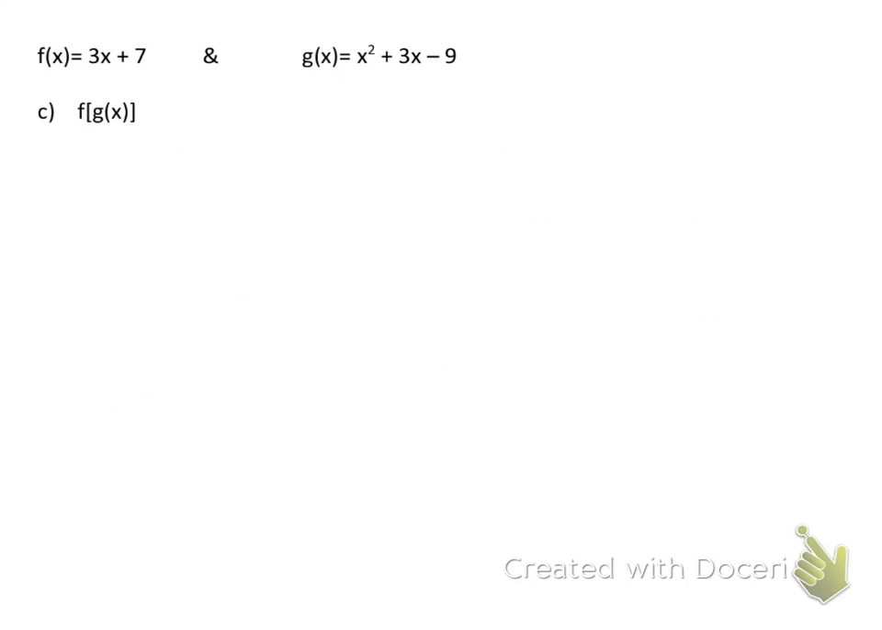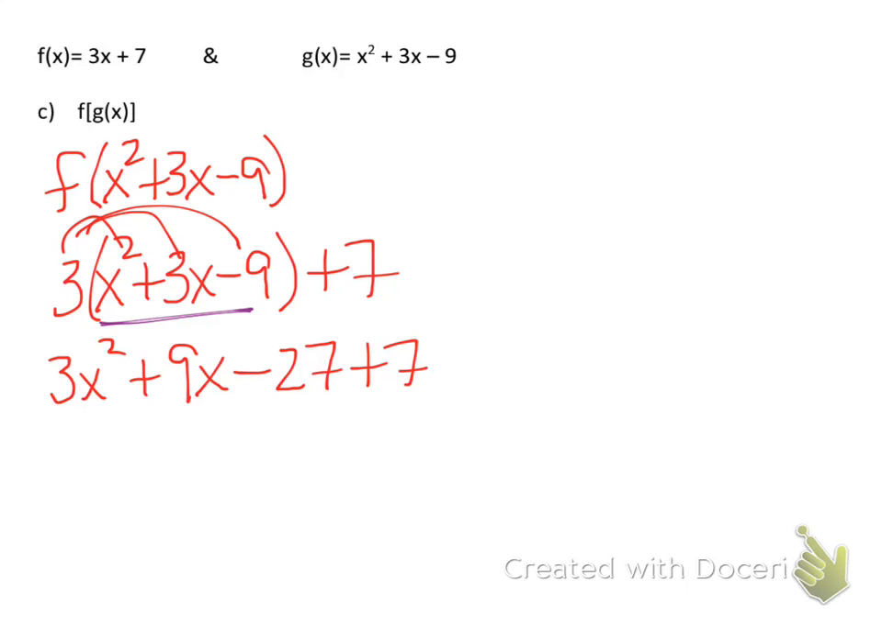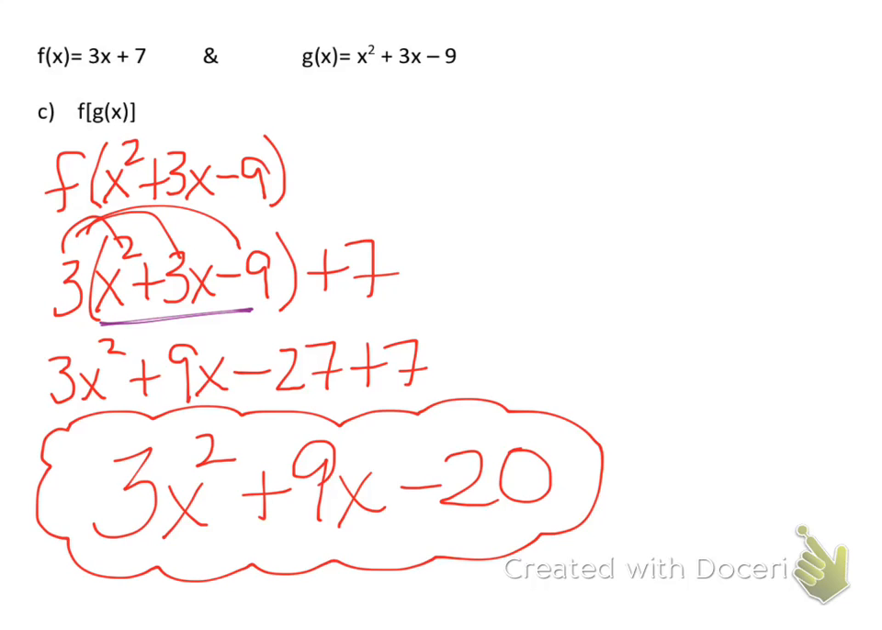And the last example, f of g of x. So we're going to take f of, plugging in the g function, x squared plus 3x minus 9. Now we need to plug that whole thing in for the x in the f function. So 3, this is my x, plus 7. Distributing the 3. Don't forget to add the 7. Combining those like terms, we get 3x squared plus 9x minus 20.